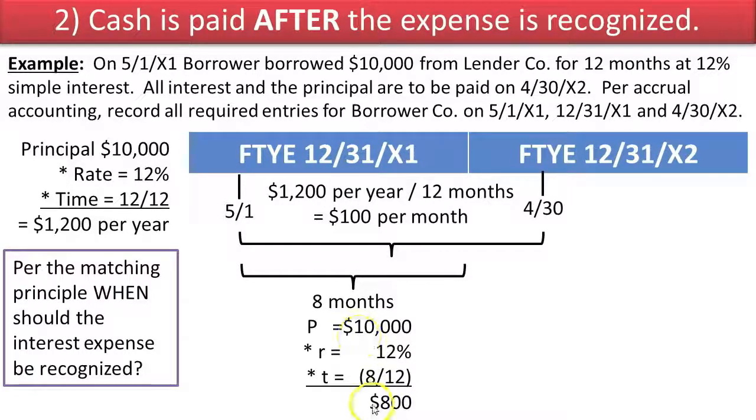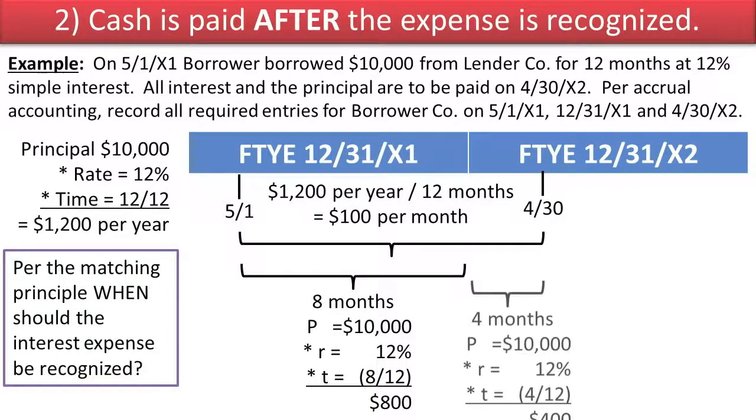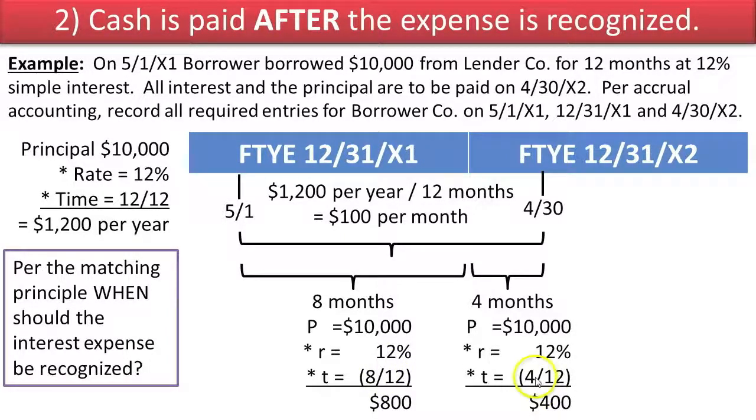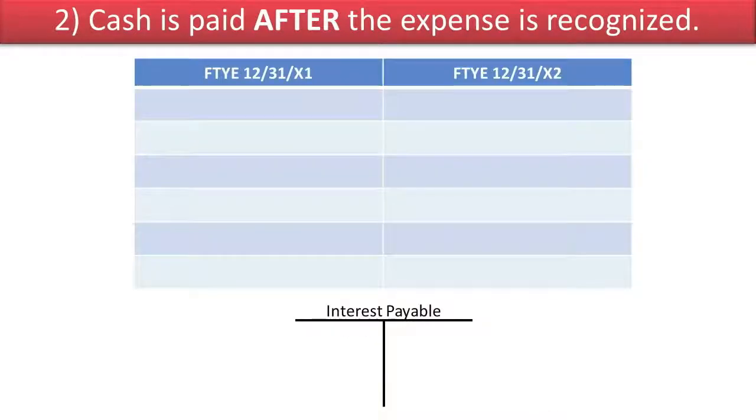You could also compute that $800 by taking the full principal times 12% times 8/12ths of a year. In the following year, it's $400, which is 4/12ths of a year. In total, it winds up being $1,200 as expected, with $800 being recognized in X1 and $400 being recognized in X2. The journal entries need to reflect what we just learned.